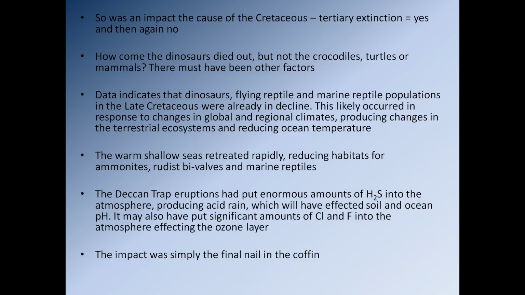And then finally, on top of all that, this meteorite comes flying in, huge impact, nuclear winter. The ecosystems on a global scale just collapse, and that leads to a mass extinction. So essentially this meteorite impact was literally the final nail in the coffin, and it just pushed the dinosaurs and the ammonites and the rudists and the flying reptiles and the marine reptiles over the edge, and there was no way those populations could possibly recover.